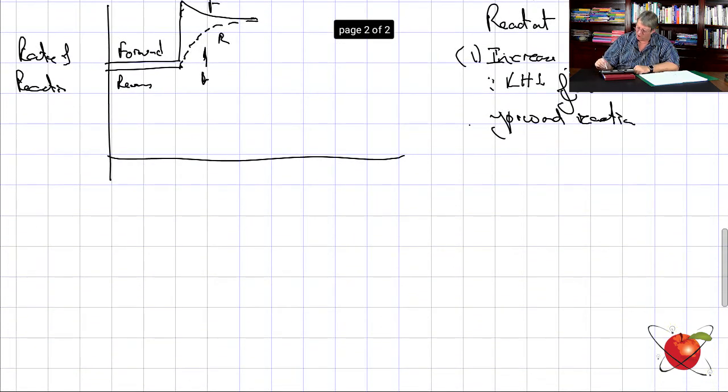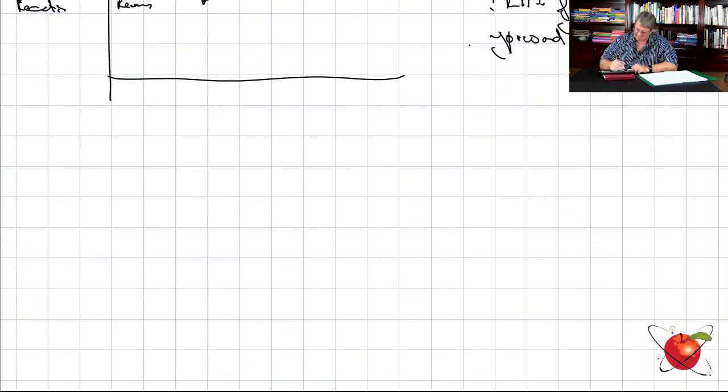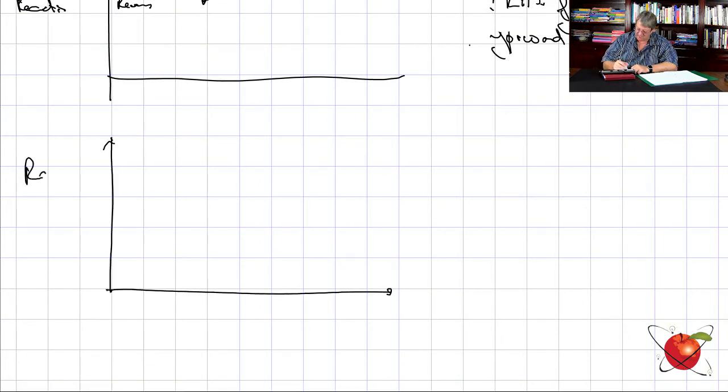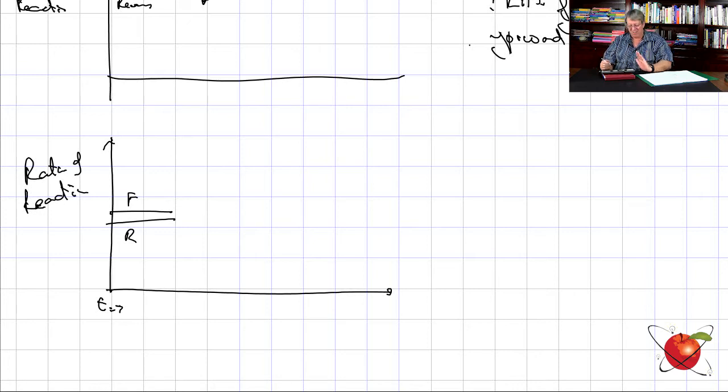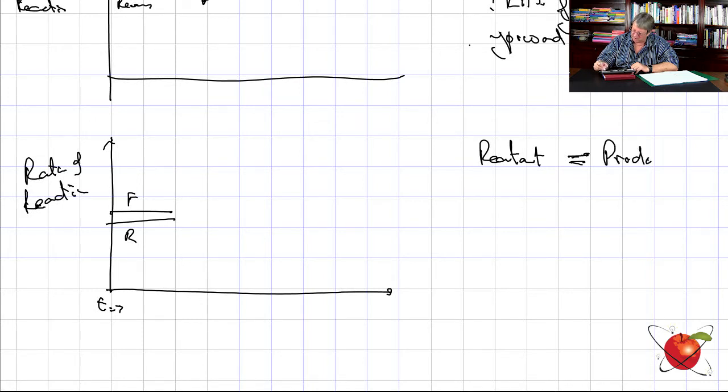move it forward. What I'm going to do now is exactly the same graph. Rate of reaction here, T equals, say, 3 minutes, and here are our 2 lines. Always label forward, reverse. That the forward is on top, the reverse is at the bottom. Now I'm going to say I've got reactant going in equilibrium to product.